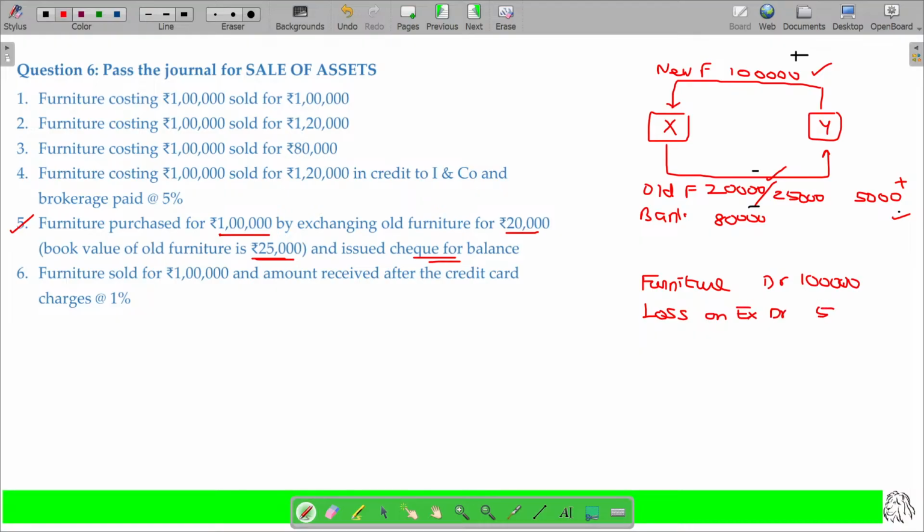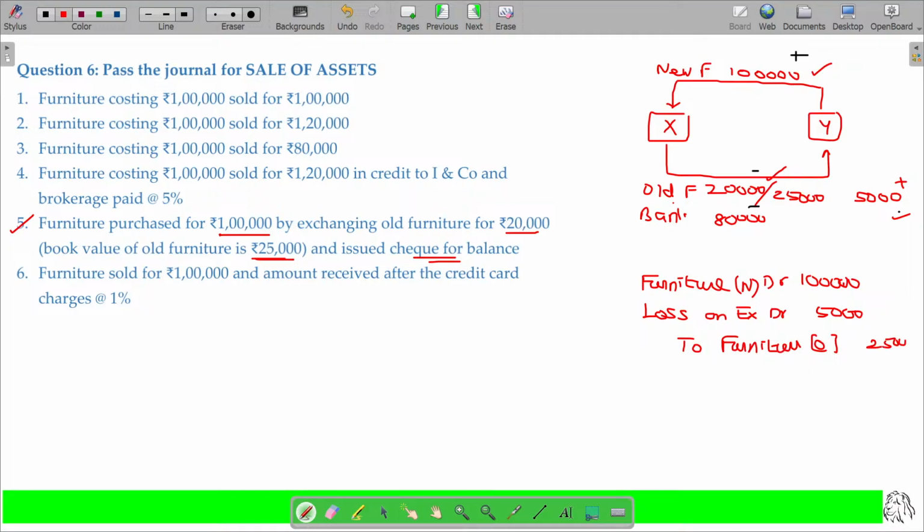Debit 5,000 rupees to old furniture, furniture account. In brackets, to distinguish this one and this one, I name them N and O. N represents new furniture and O represents old furniture. Old furniture's book value is 25,000.